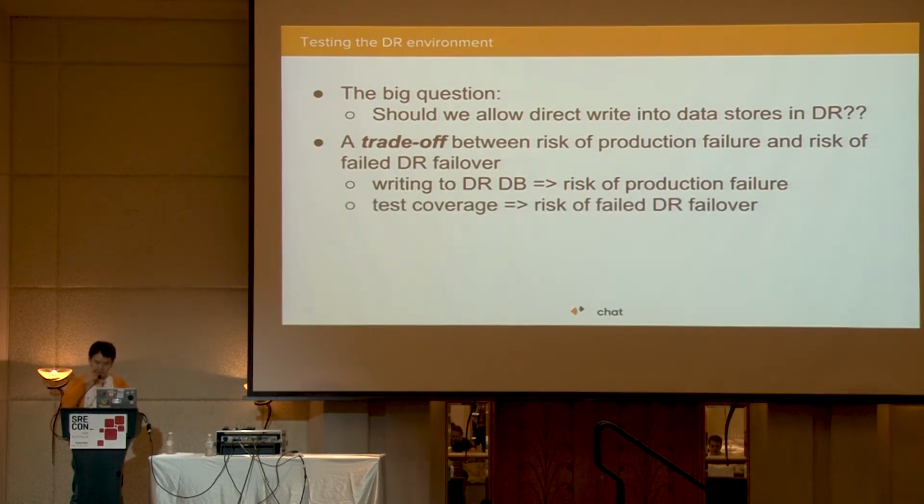But if you don't do that, you sacrifice things like test coverage, and you just do a minimum test and declare that it's working, and then you risk failure when you do the failover. So it's a trade-off between balancing the two risks. You can declare, okay, I don't care about DR failover, it's a rare event, so I just want my production and DR environments to stay the way they are now. Then you minimize the first risk and don't care about the second risk, and you're fine.